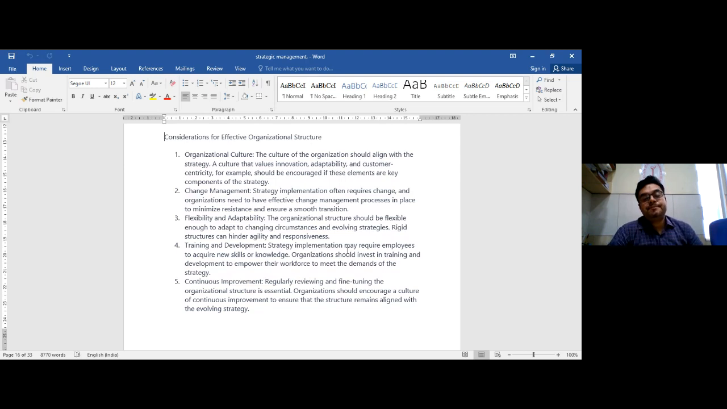Number 5, continuous improvement. Regularly reviewing and fine-tuning the organizational structure is essential. Organizations should encourage a culture of continuous improvement to ensure that the structure remains aligned with the evolving strategy.